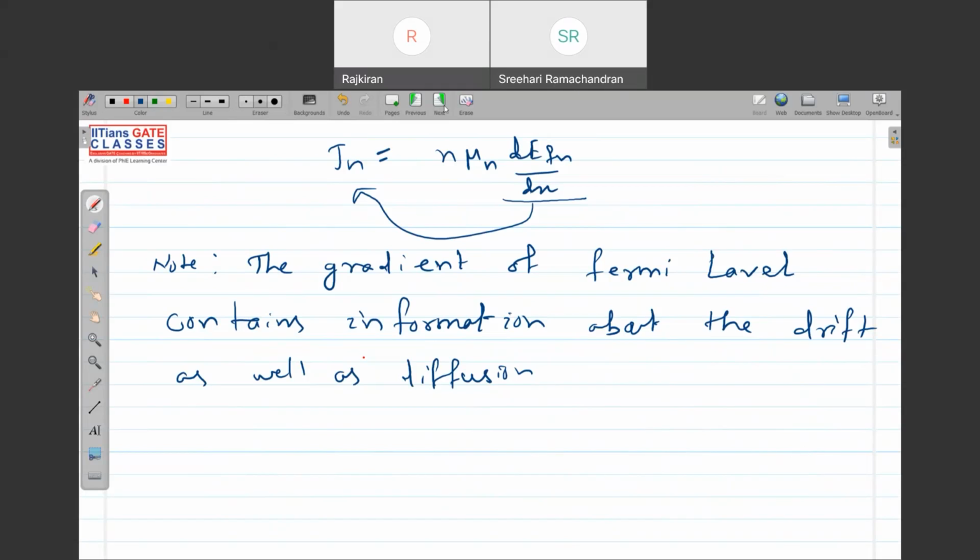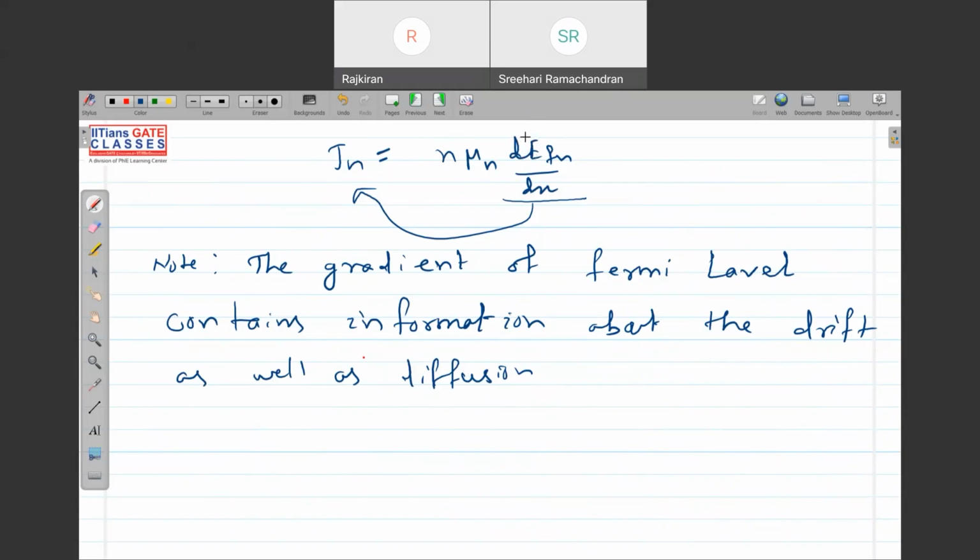Last thing I am telling you: whenever there is a gradient in the Fermi level, definitely there is a current in the device. When the Fermi level is constant throughout the device, that is equilibrium. We have seen that in equilibrium the Fermi level is constant throughout the device, and then the current is zero.